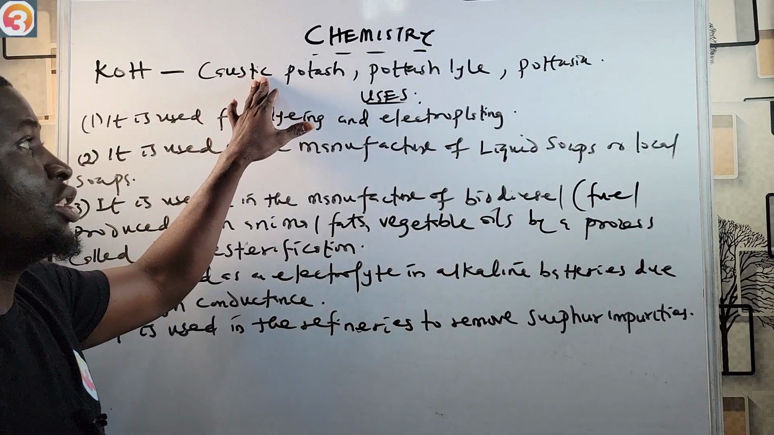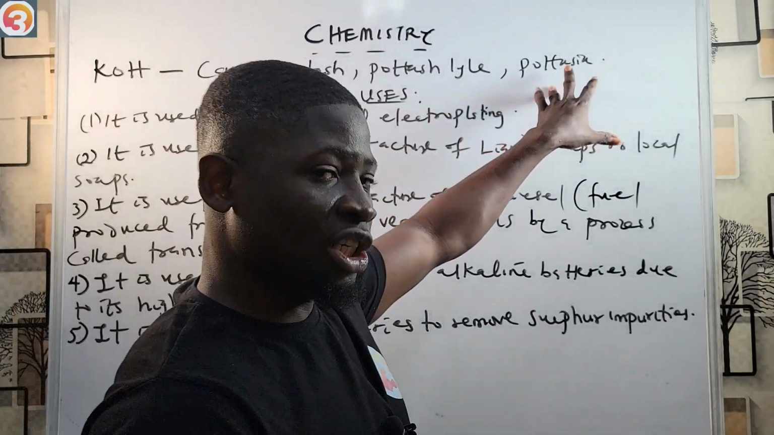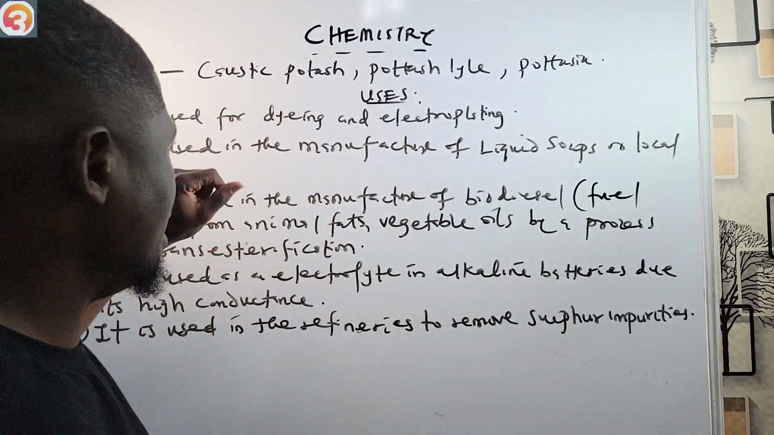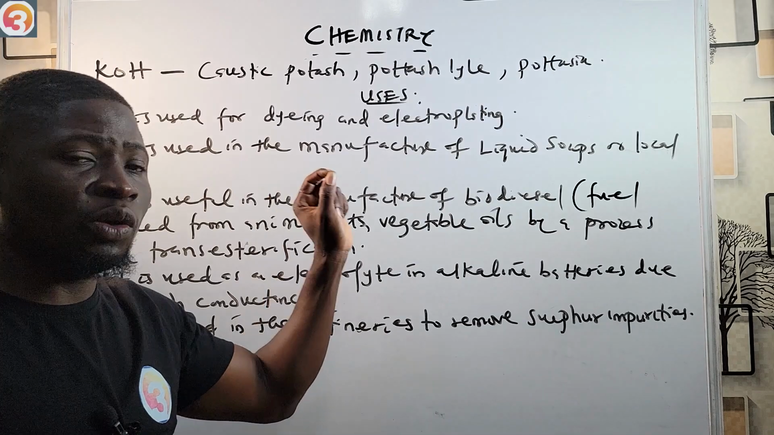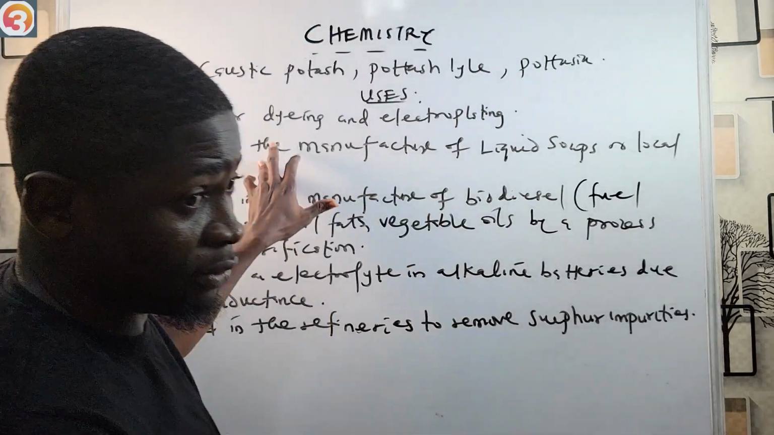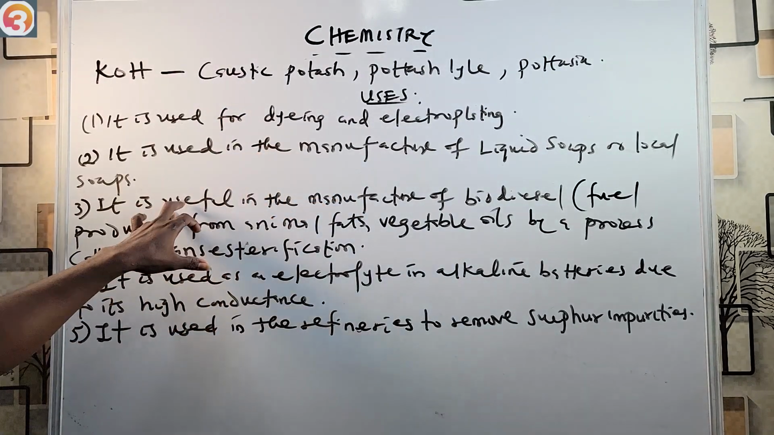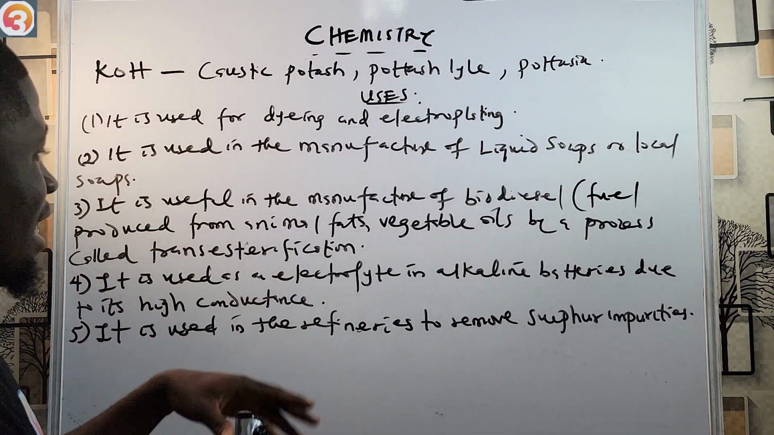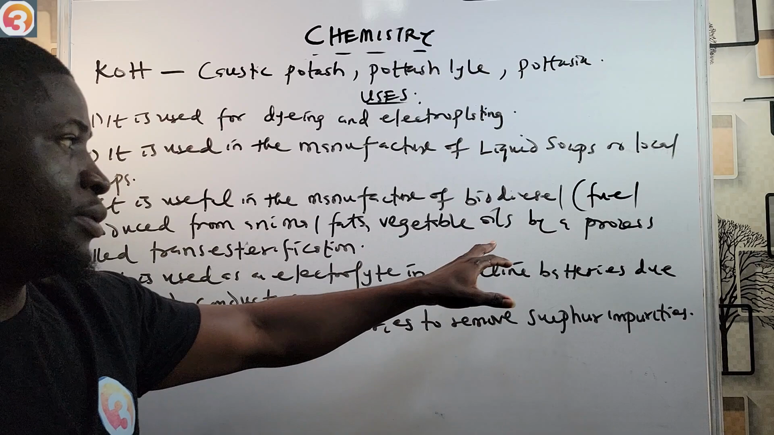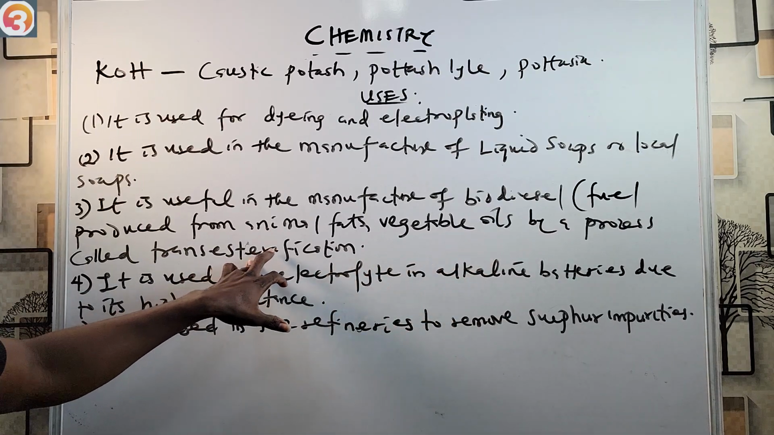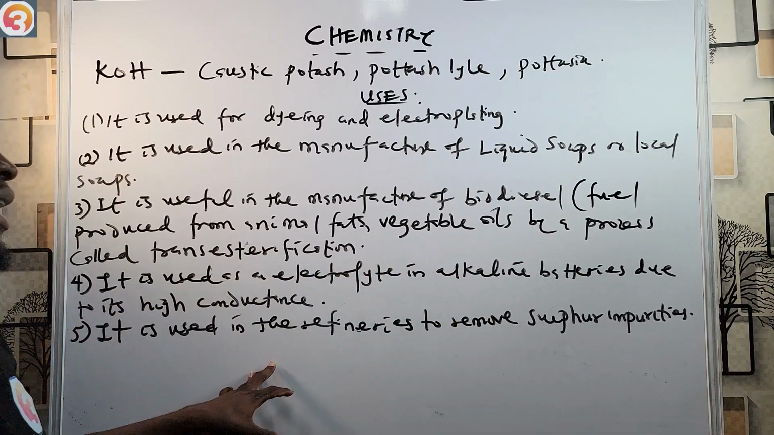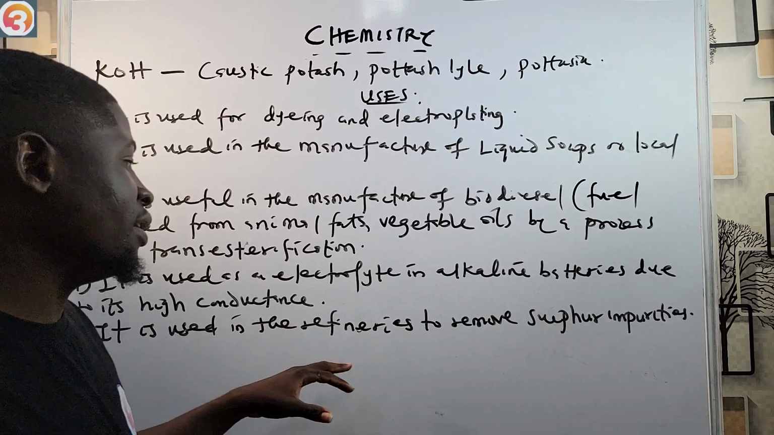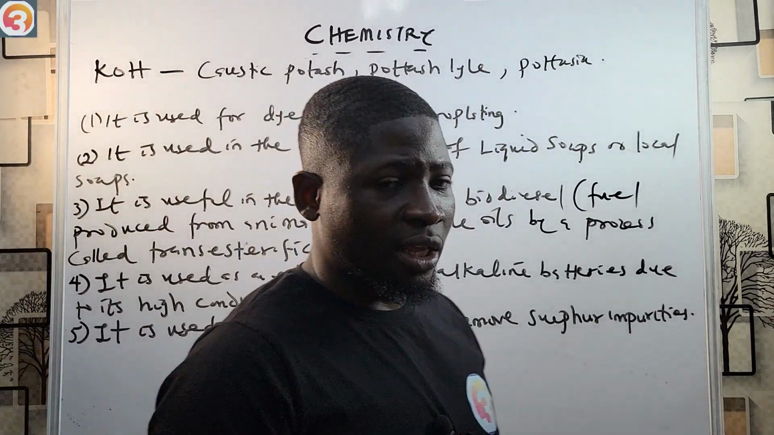So that is potassium hydroxide for you, also called caustic potash, potash lye, or potassia. Like I said, it's used in dyeing and electroplating, and in the manufacture of liquid soap and local soaps. It is useful in the manufacture of biodiesel, that is fuel produced from straight vegetable oils, animal fats, and oils, by a process called trans-esterification. It's also used as an electrolyte in alkaline batteries due to its high conductance, and in the refineries to remove sulfur impurities.